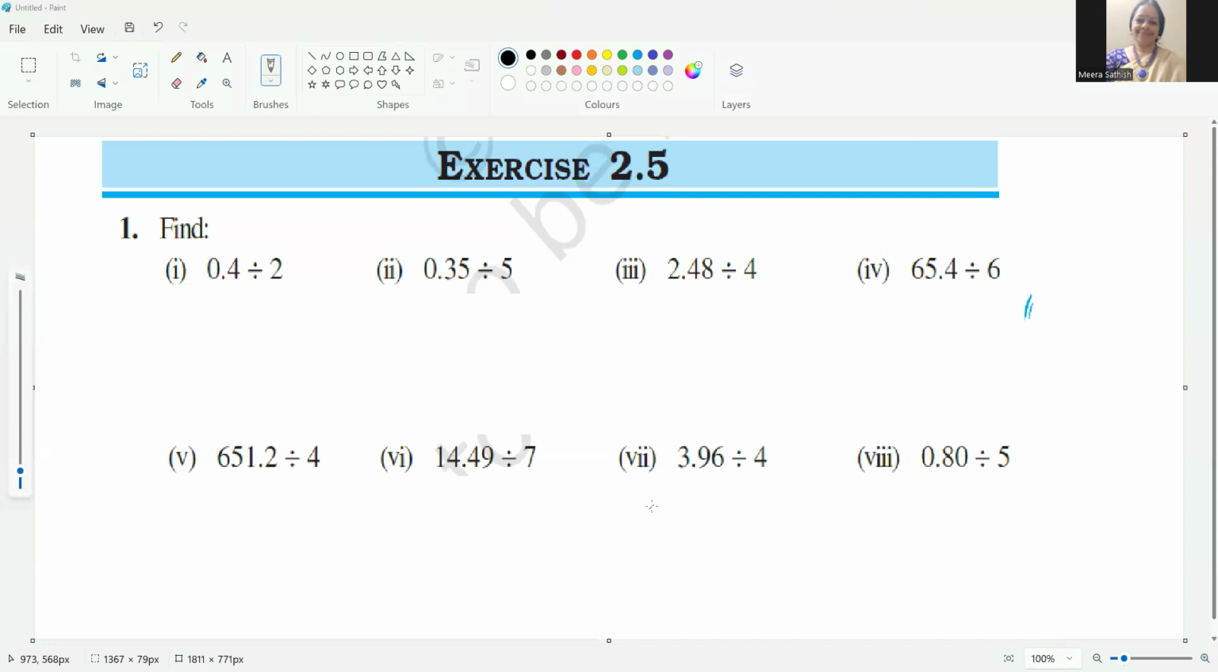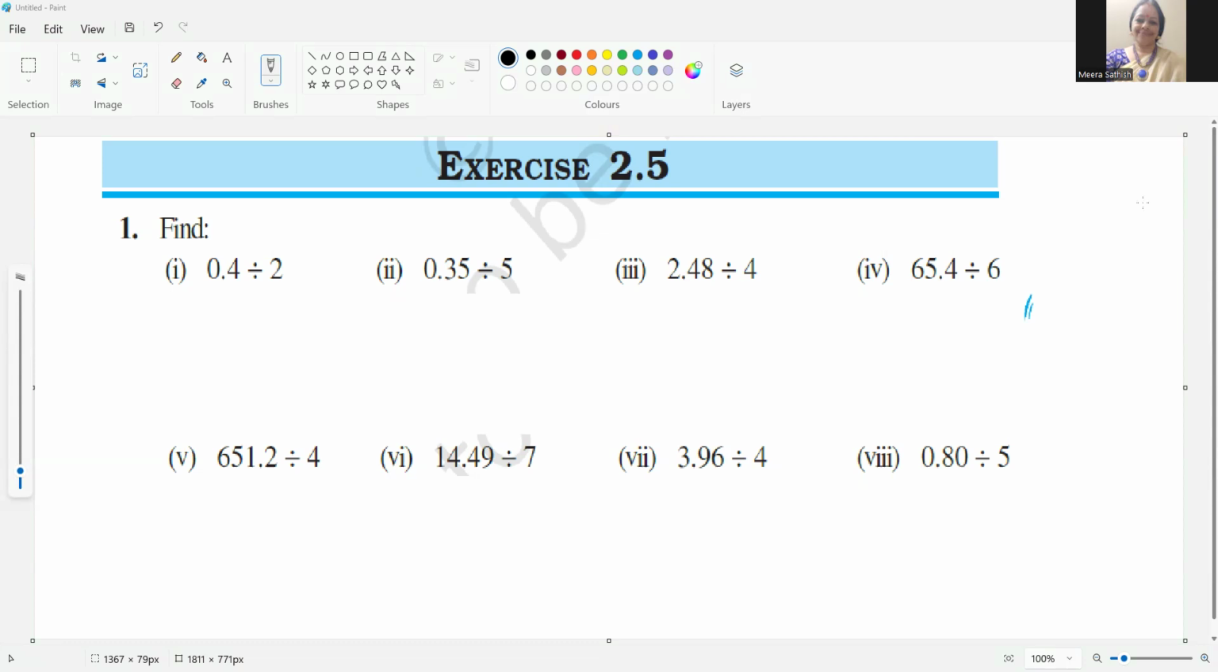Welcome back. This is the last exercise of chapter 2, fraction and decimal and division of decimal. Division of decimals is not that easy like the multiplication of decimals. But when you are dividing a decimal by a whole number, then it is not that difficult. It is quite easy. So here, in all questions, we can see that we are dividing a decimal by a whole number.